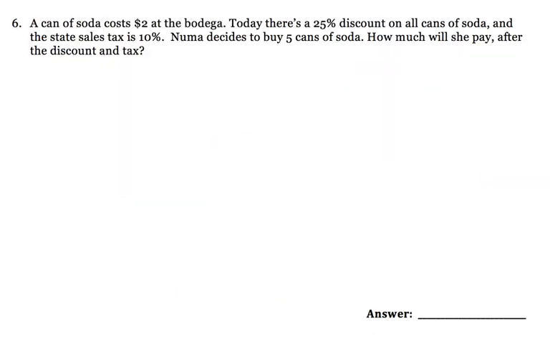This problem says a can of soda costs $2 at the bodega. Today, there's a 25% discount on all cans of soda, and the state sales tax is 10%. Numa decides to buy 5 cans of soda. How much will she pay after the discount and the tax? So this problem involves Numa buying multiple items. She's buying 5 cans of soda.